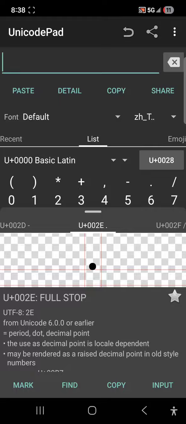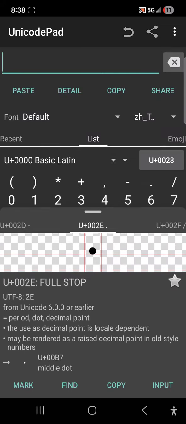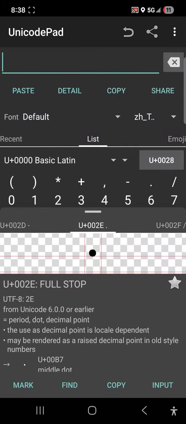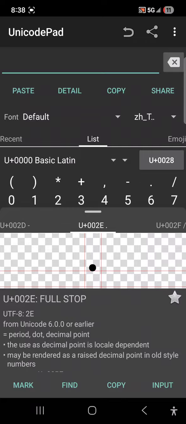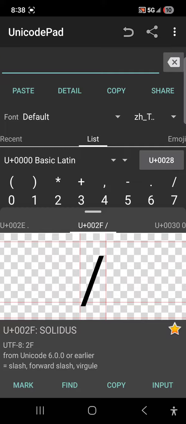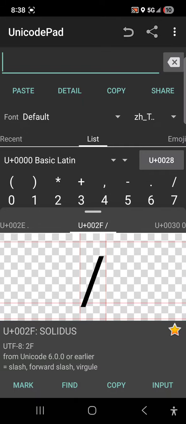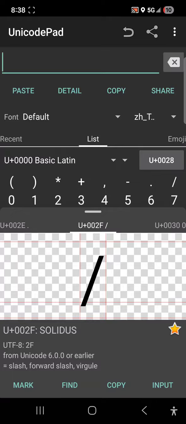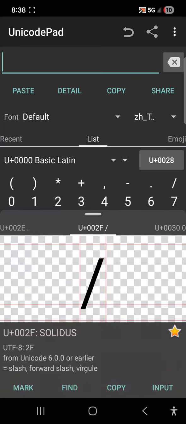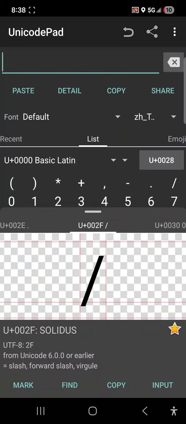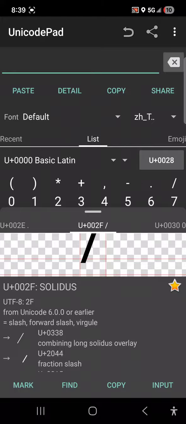The use of the decimal point is a local dependent, but it may be rendered as a raised decimal point in old style mathematics. This is the solidus, also called slash, forward slash, or virgule. It is used for a different alternate name, but it's also used as division by some people.